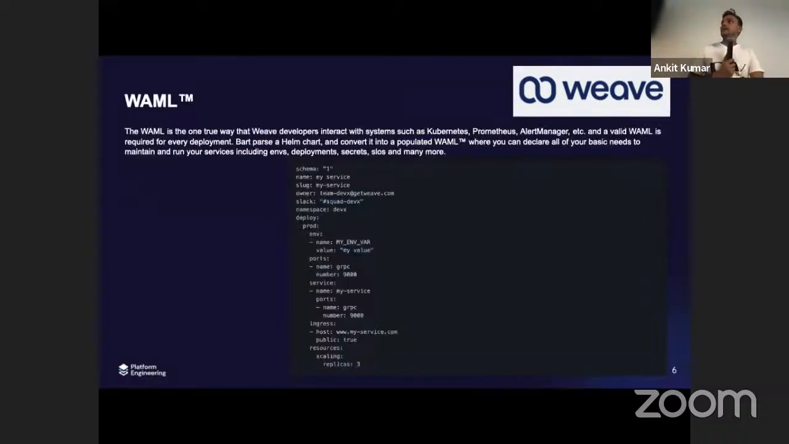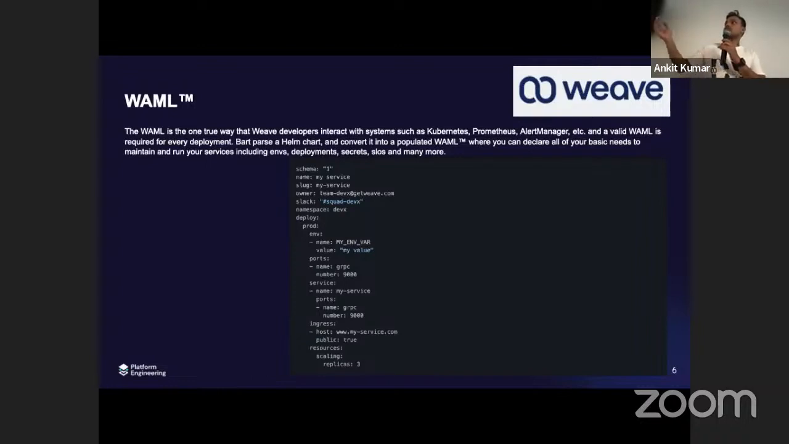Now, WAML. WAML is like a small manifest which we created to make it easy for the developer. You don't need to write a complete YAML file. All you need to do is learn some of the fields where you can define how developers interact with the system: Kubernetes, Prometheus, alert managers. You can write in your service's .weave.yaml file, where you can write those fields.